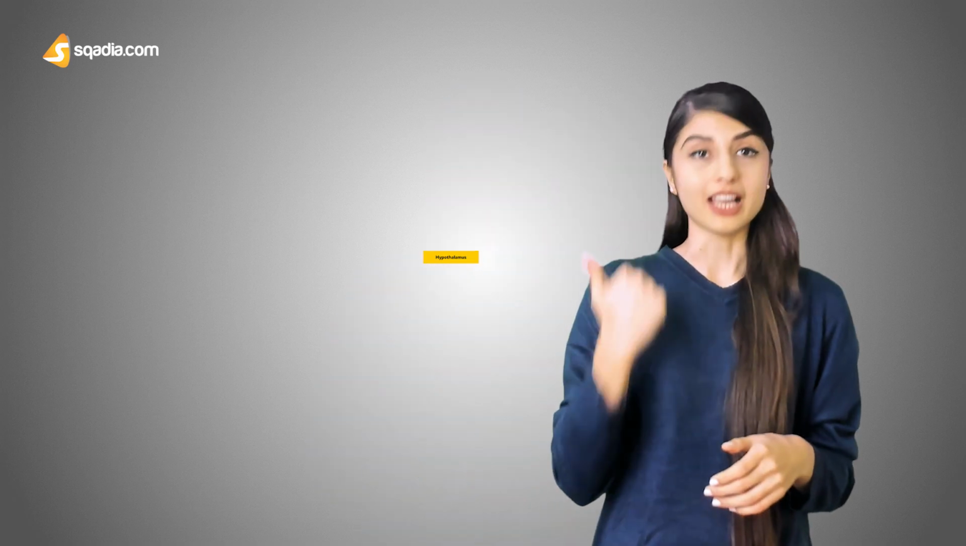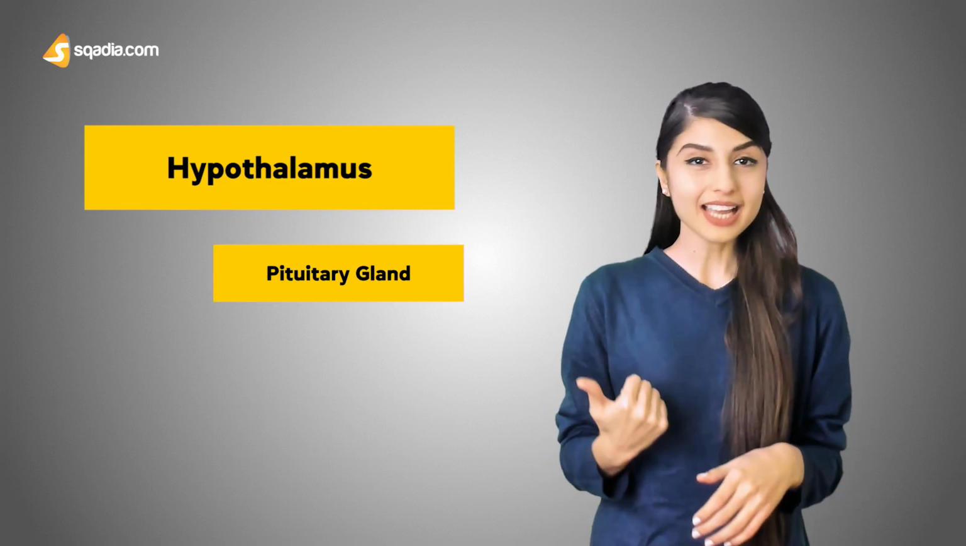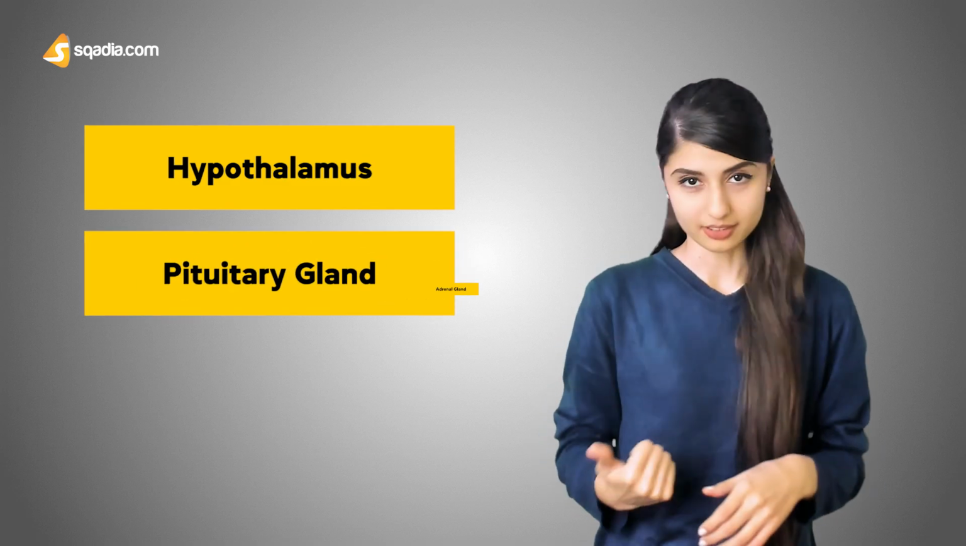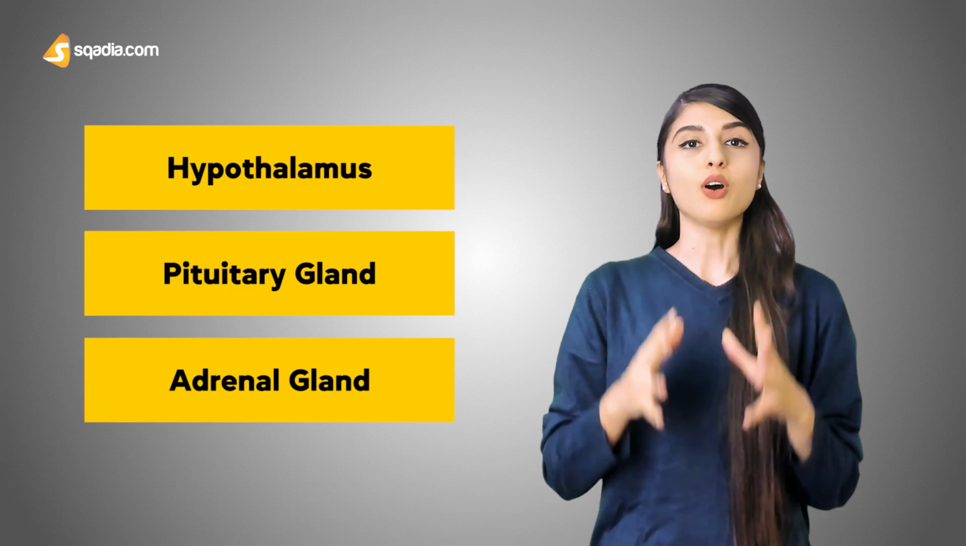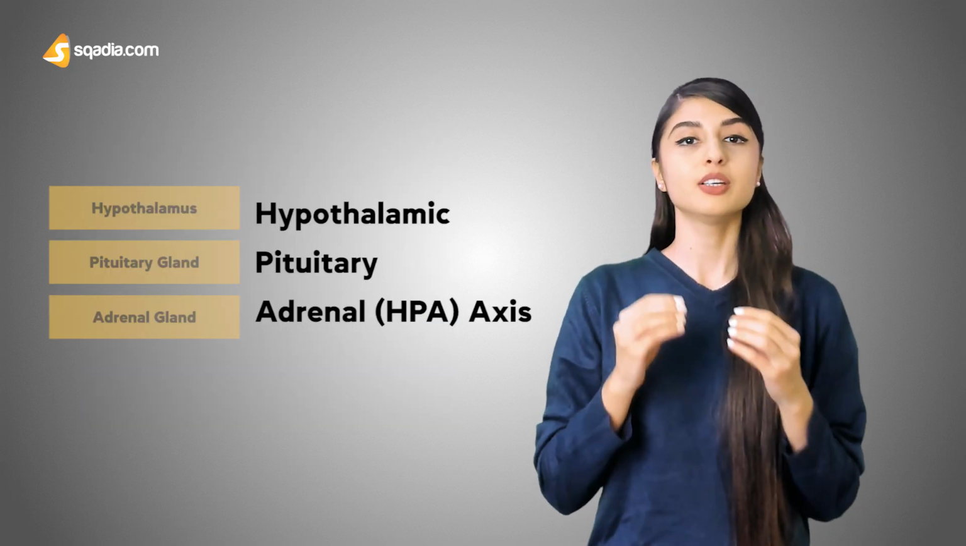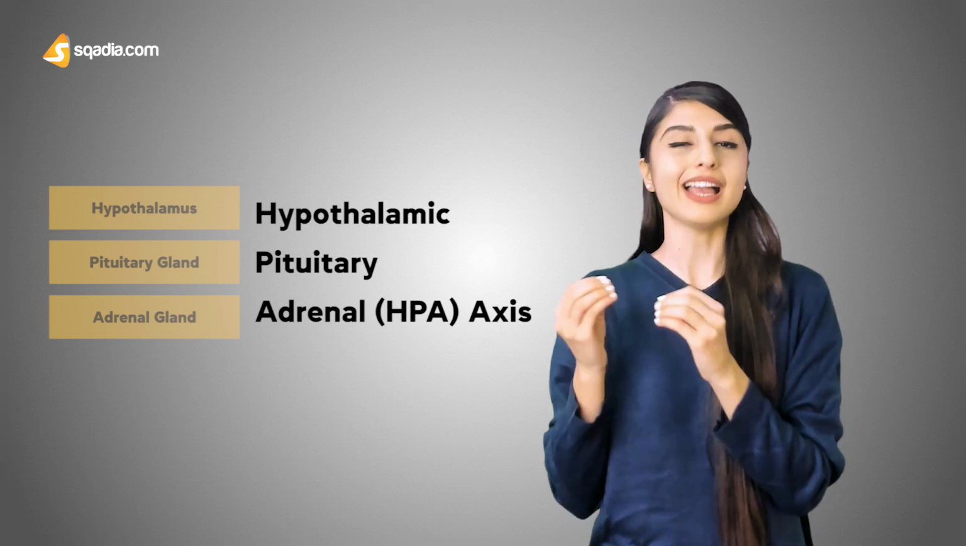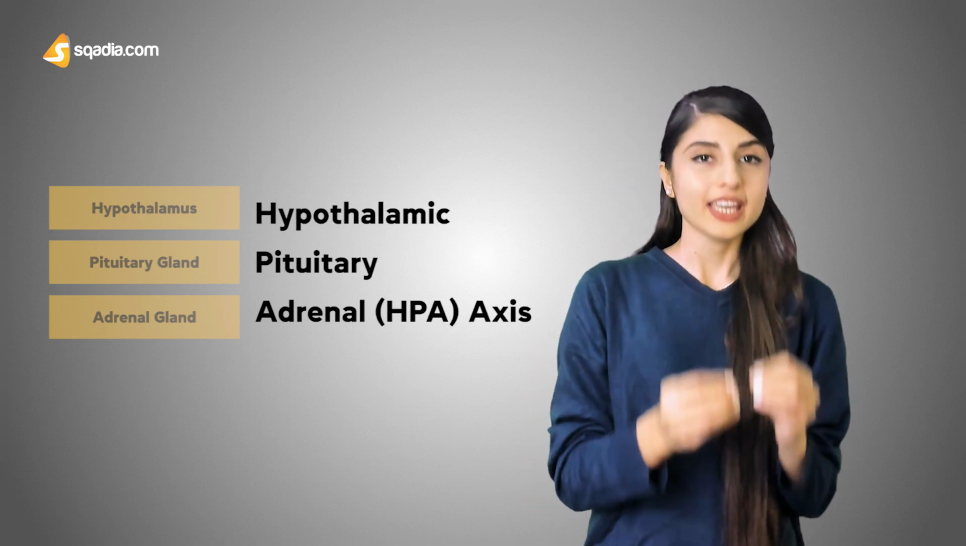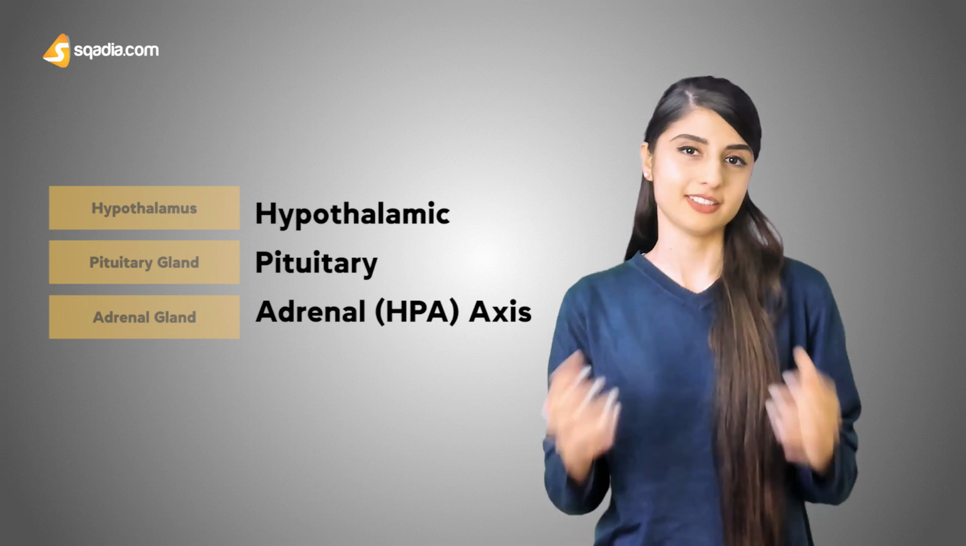Now coming to the production and secretion of adrenocorticotropic hormone. So basically, three regions of the body control the secretion. We've got the hypothalamus, the pituitary gland, and the adrenal gland. Now, all of these are collectively known as the hypothalamic pituitary adrenal axis, or the HPA axis.